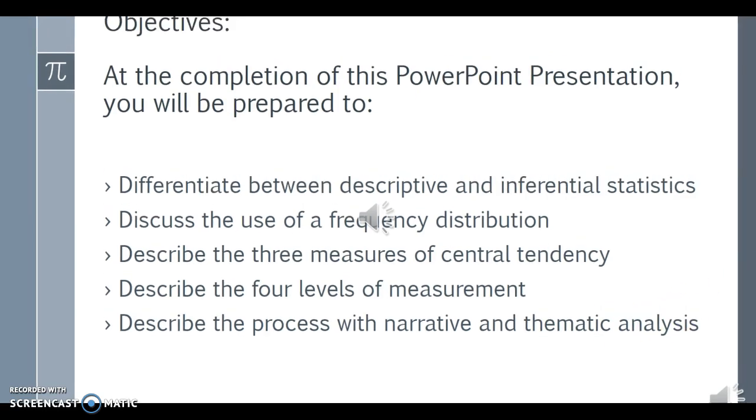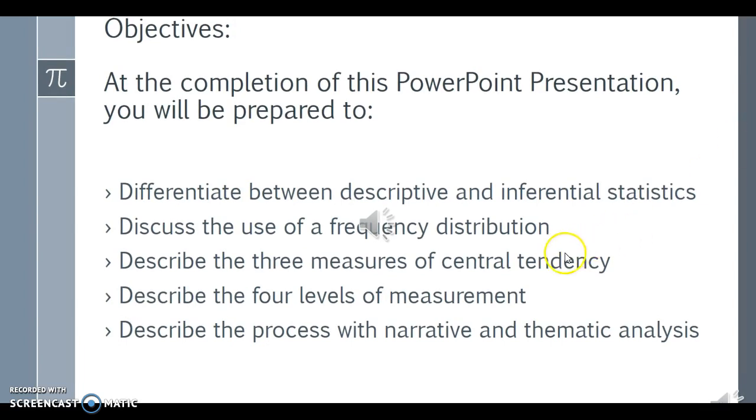The objective for this PowerPoint presentation is that at the completion of it, you will be able to differentiate between descriptive and inferential statistics, discuss the use of a frequency distribution, describe the three measures of central tendency, describe four levels of measurement, and describe the process with narrative and thematic analysis.